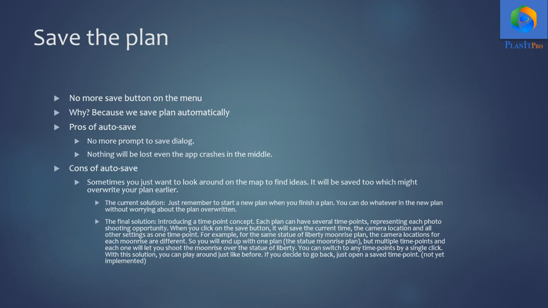So very bad, right? The current solution to this problem is actually very simple. You just need to change your workflow a little bit. Every time you finish a plan, you save the plan, then immediately start a new plan. That's it. Then you can play around in the new plan, and if it works fine, you save it again. If it doesn't work, you just forget about it because it's a temporary plan for you anyway. However, I'm still not quite satisfied with the current solution because sometimes I forget to start a new plan.